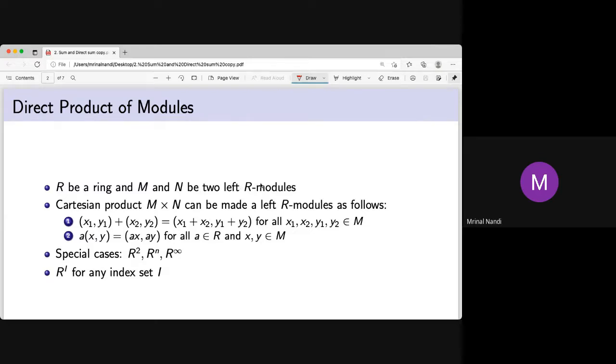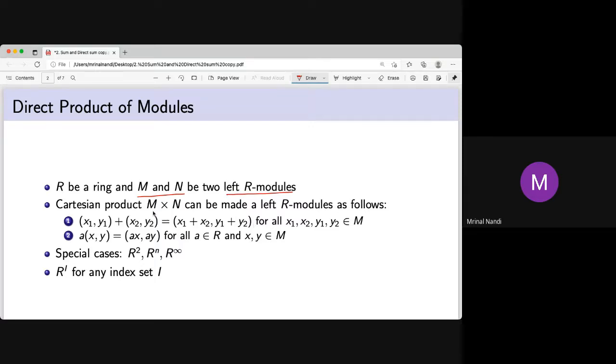We already discussed it in the previous talk. Now let R be a ring, and M and N are two left R modules. Remember, it is a left R module. We can talk about right R modules also, but there is slightly more complicated notation. So left R module is notationally easier to deal with. Everything is similar, but notationally it is easier than right modules.